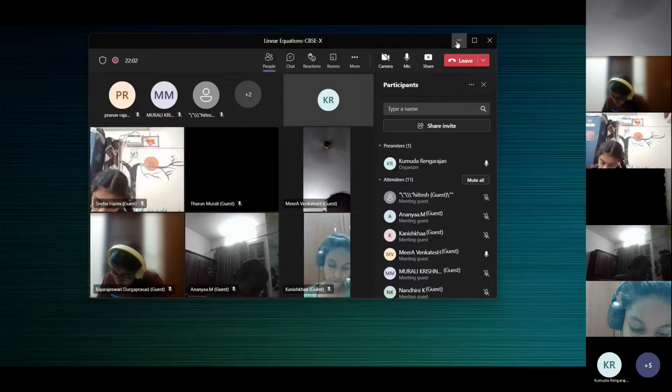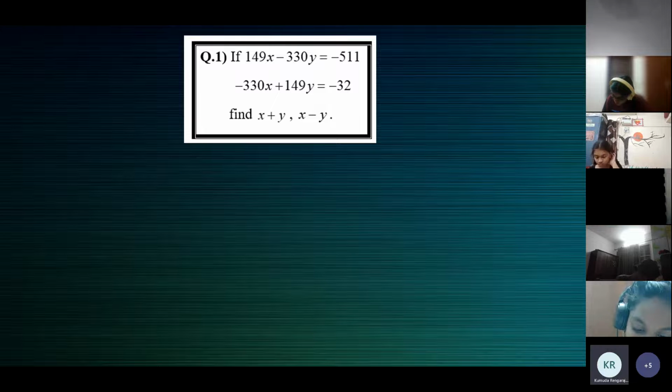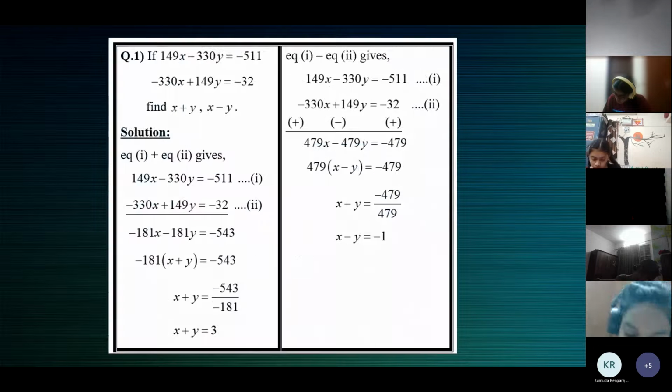Ma'am, x plus y equal to 3, x minus y equal to 1. Check if it is +1 or -1. -1, ma'am. Very good. So Meera was the first to answer that. Very good. Yeah, others. See the solution. Complete it.